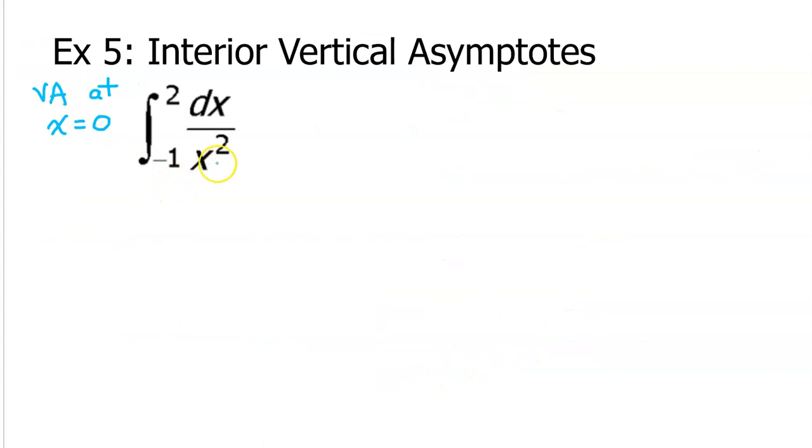In example 5, if we allow x to be 0, we are dividing by 0. So we have a vertical asymptote at x equals 0. That's within the interval between -1 and 2. That's why this is an improper integral. We can rewrite this integrand as x to the -2 power. Then we can find the antiderivative, which we will call capital F of x, using the power rule of integration.